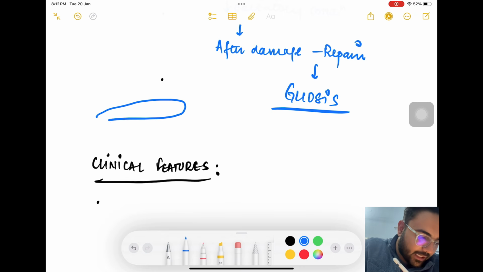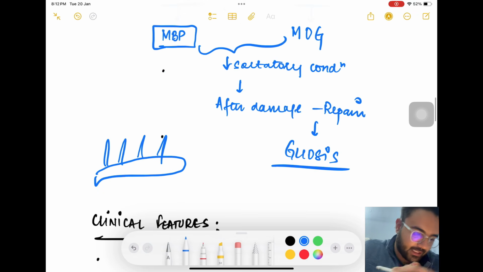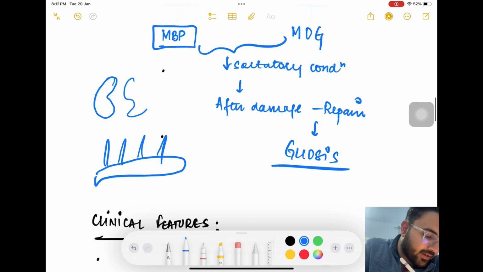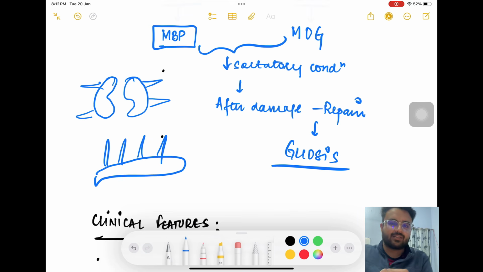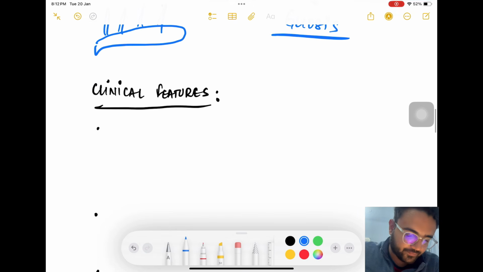Actually, projections perpendicular to the corpus callosum are known as Dawson fingers. The other MRI finding is periventricular: around the ventricles there is a white collection. This is just a basic diagram I have drawn.